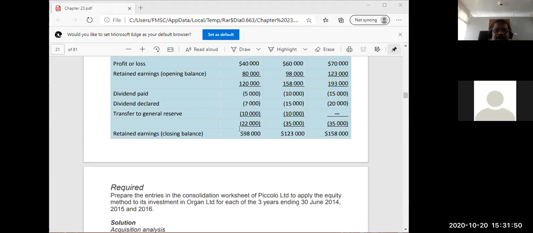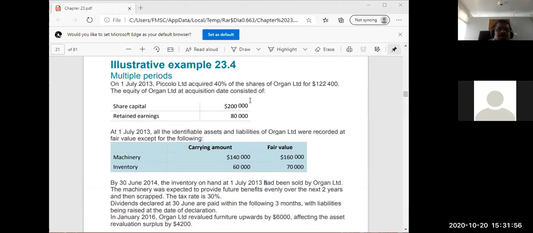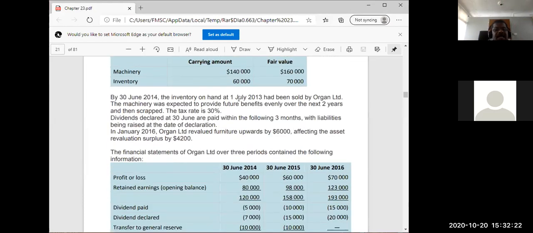Now, I think you can remember, again, there are 2-3 crucial pieces of information. The acquisition percentage is given, consideration is given, and net assets as at acquisition is given, but we have to increase these net assets for the fair value adjustment as at this date. Now you continue the business. It says that inventory which was in for 70,000 is sold on this date. That is another important piece of information.